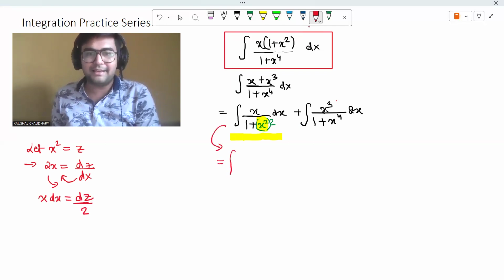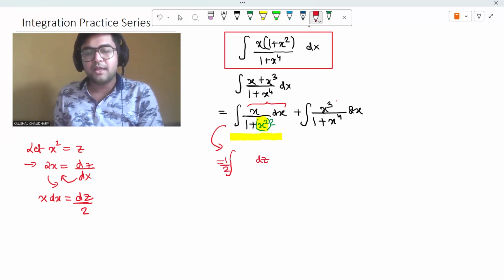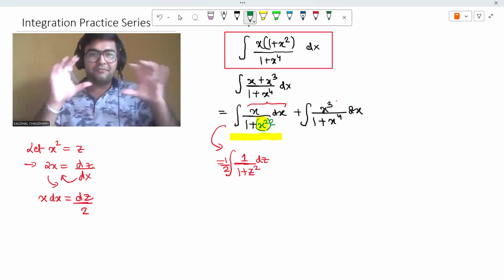We will get integration of x into dx can be written as dz by 2. So I'll write dz inside the integral and 1 by 2 outside. And in the denominator, what will I have? I will have 1 plus x square, which was taken as z, so I'll write z and the power 2 as it is. In the numerator, 1 as it is. So that is the breakup of the first integral.